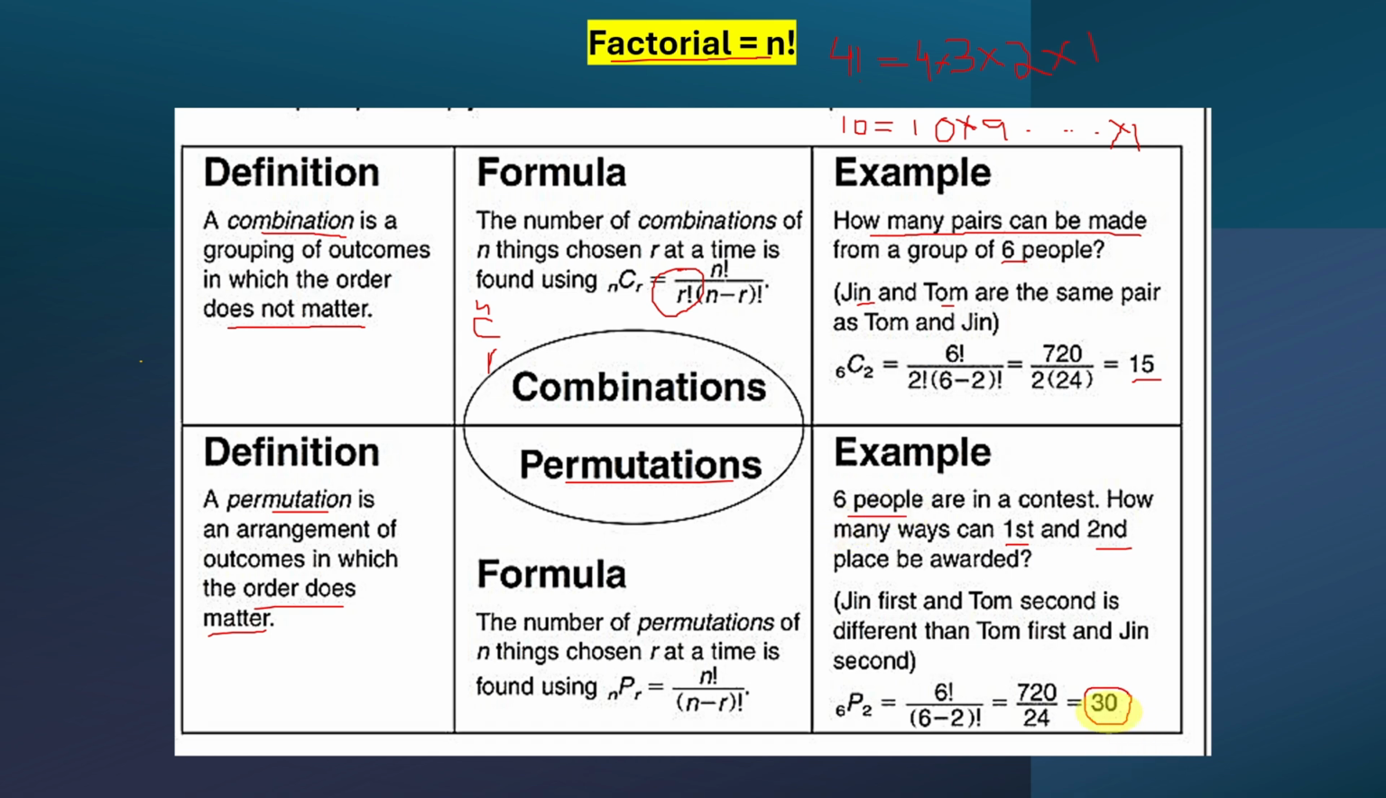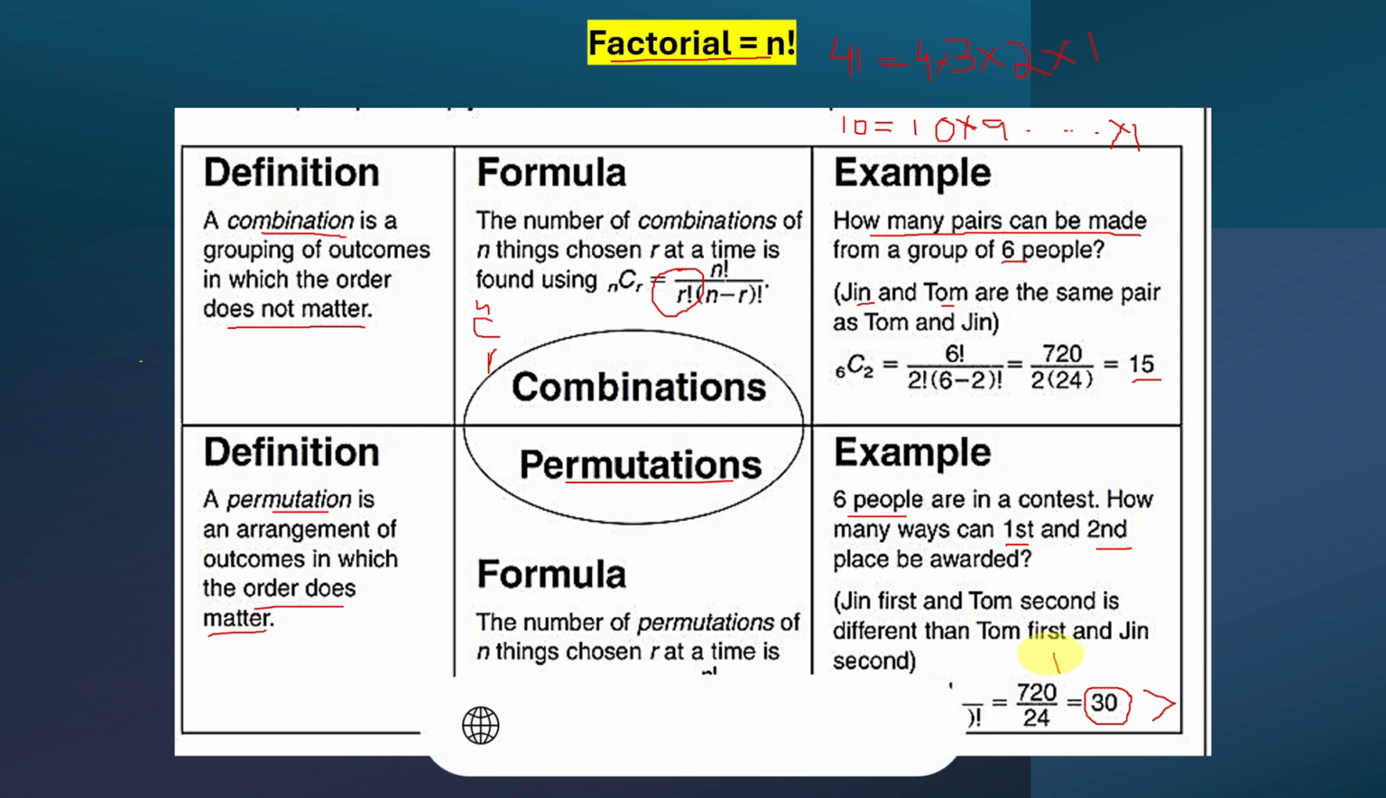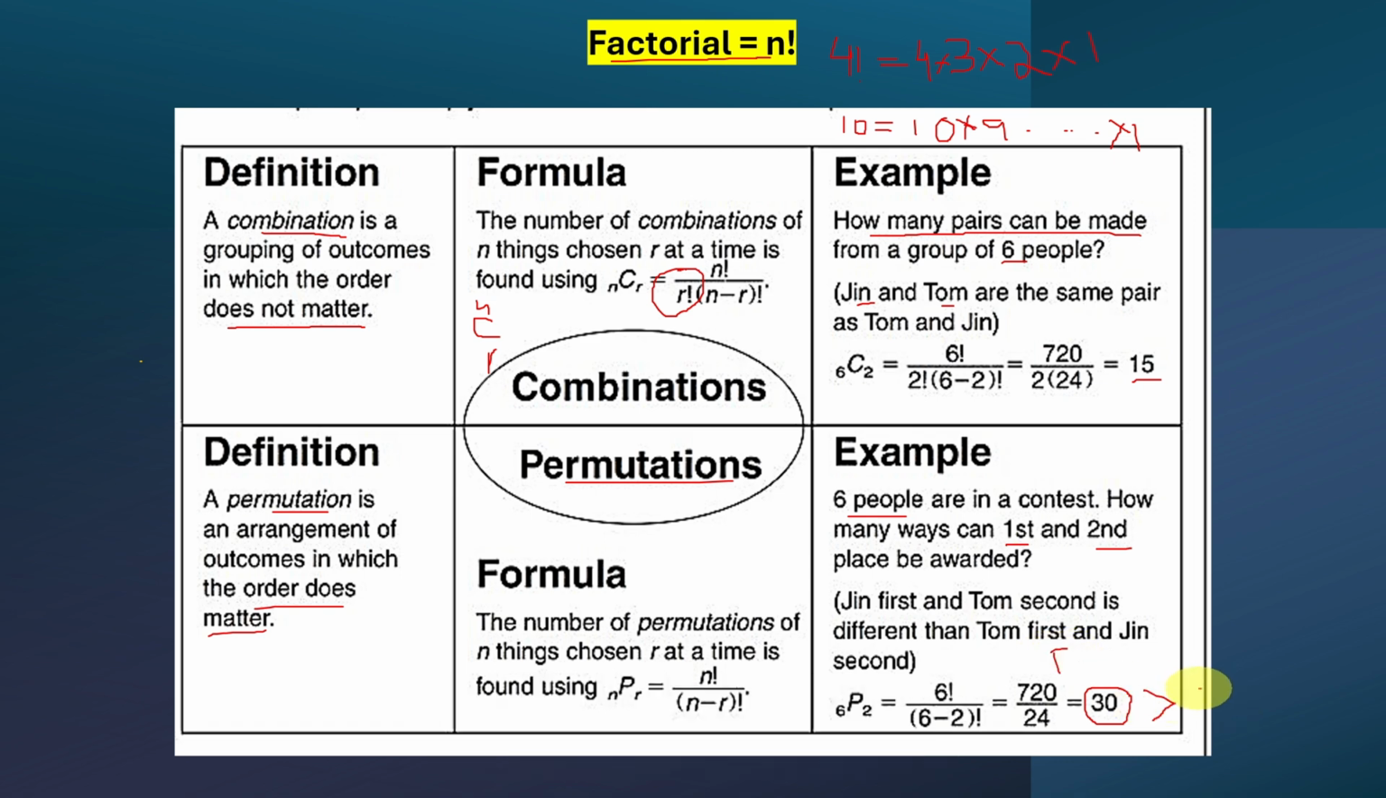Now, you see permutation numbers will always be greater. So permutation is greater than combination. You always have permutation higher compared to combination.